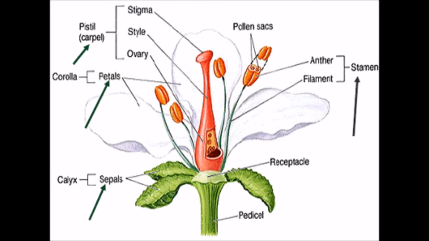The androecium has stamens with anthers that contain the microsporangia. The innermost group of structures in the flower is the gynoecium, or the female reproductive component. The carpel is the individual unit of the gynoecium and has a stigma, style, and ovary. A flower may have one or multiple carpels.